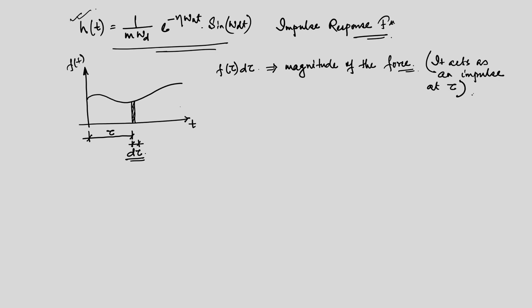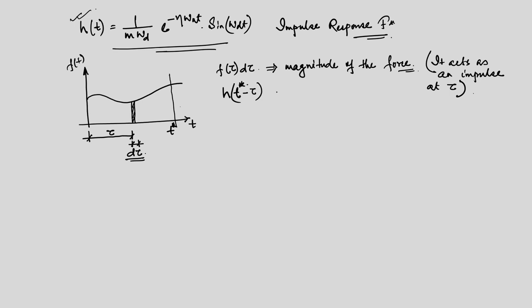Now, obviously, for this impulse at time tau, we can find out the response. What will be that? h(t minus tau). So, t is any arbitrary point. Let me put it as t star, so it will be t star minus tau. This is the response at t star due to an impulse acting at tau.